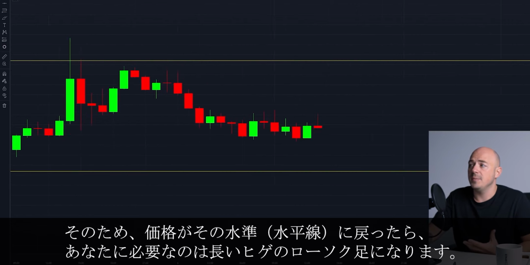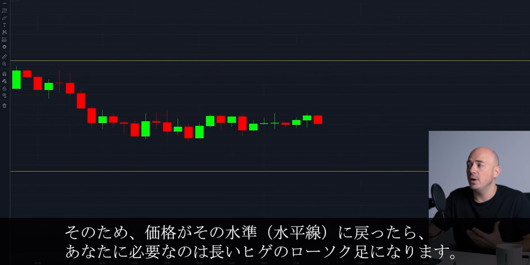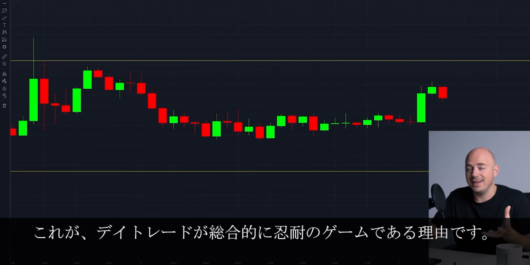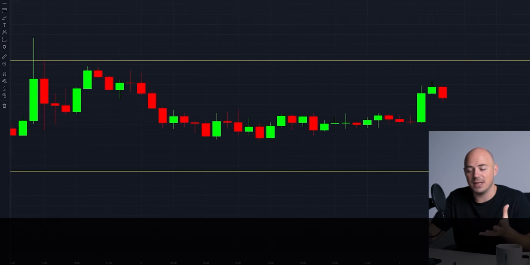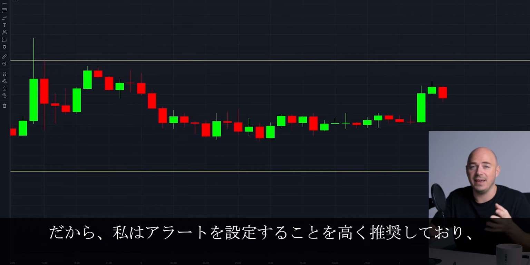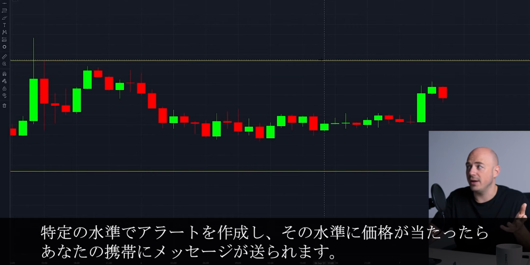So as price comes back up to that level, what you're looking for is a long wick. This is why day trading is a total patience game, because you have to wait multiple hours for price to come back to a certain level. That's why I highly advocate setting alerts, just drawing up at that level an alert, and your phone sends you a message when it hits that level.